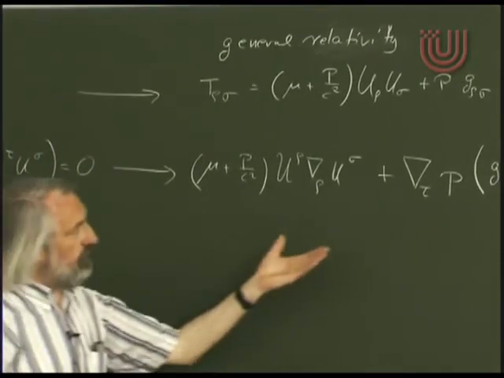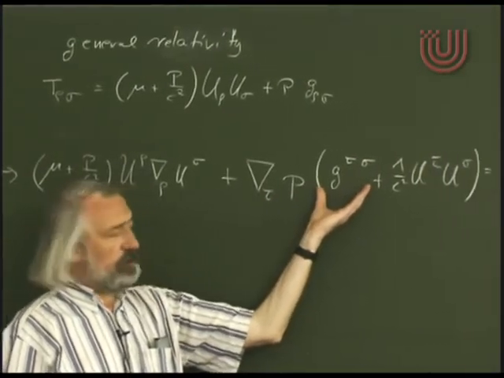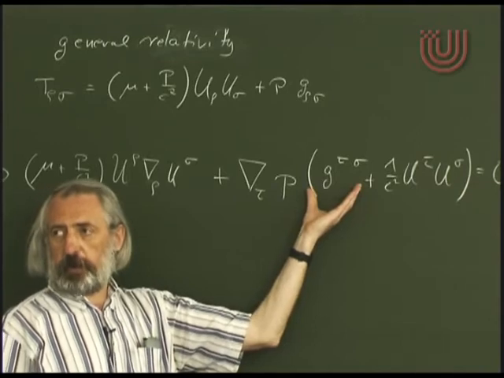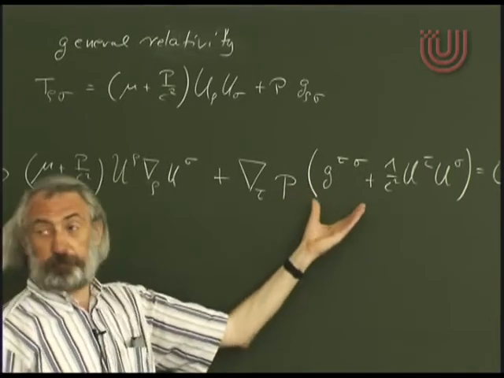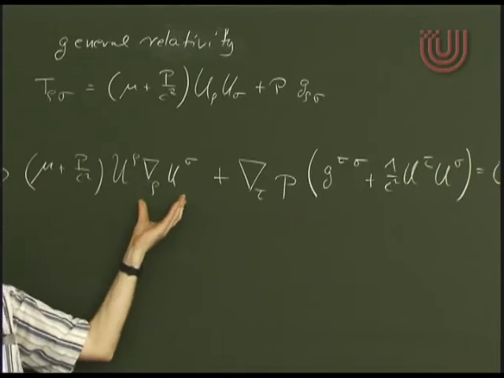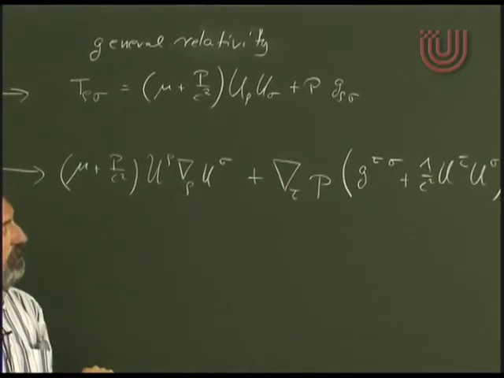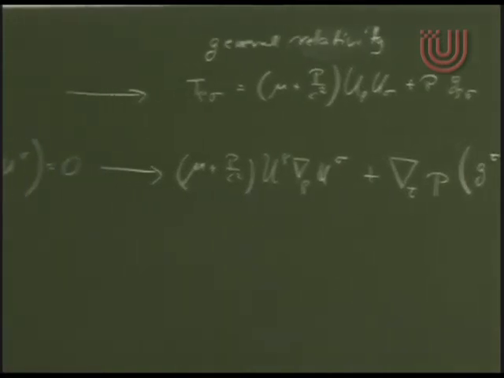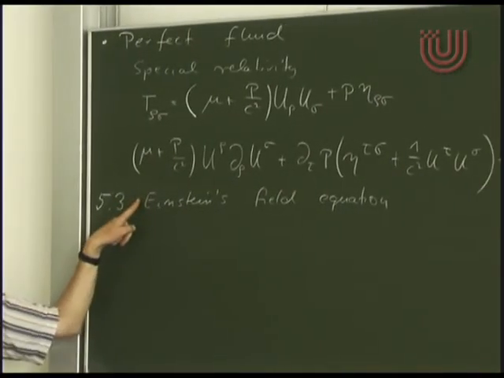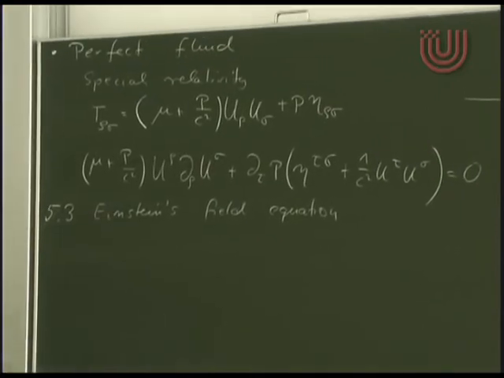Here the gravitational field is, so to speak, the geometric background. It's not the dynamical variable. There's no derivative of g. There are derivatives of u or of F in Maxwell's equation. So that's not a dynamical equation for the gravitational field. The dynamical equation for the gravitational field is this here. And that's what we want to discuss now.